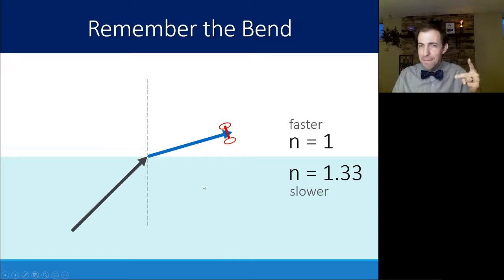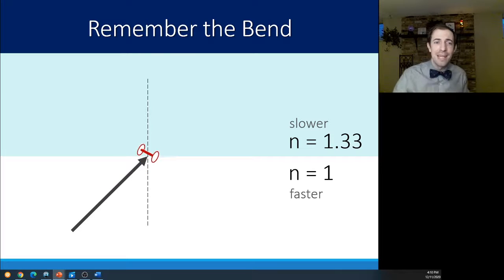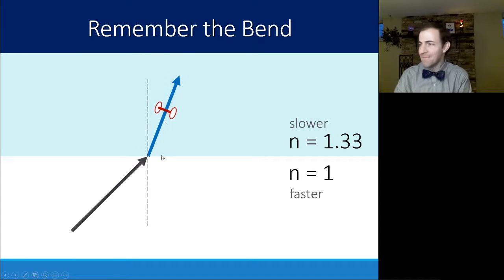Now, if I flip this and instead put the slower medium on the top and the faster medium on the bottom, I can draw the same initial incident ray, but now the wheel that hits first is going to slow down because it's going from a faster medium to a slower medium. And it's still going to bend, it's just going to bend in the opposite direction. When it slows down, it bends this way and causes it to travel up like that, decreasing its angle of refraction here, getting closer to that normal line.